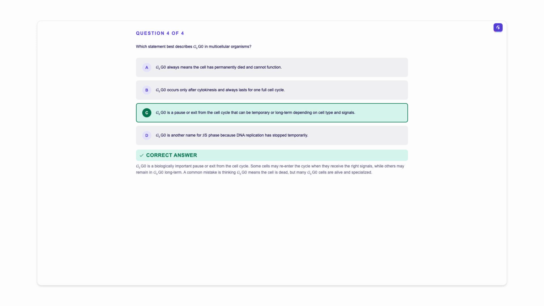G0 is a biologically important pause or exit from the cell cycle. Some cells may re-enter the cycle when they receive the right signals, while others may remain in G0 long-term. A common mistake is thinking G0 means the cell is dead, but many G0 cells are alive and specialized.